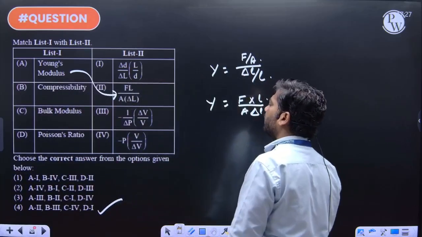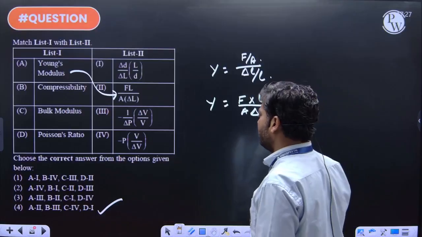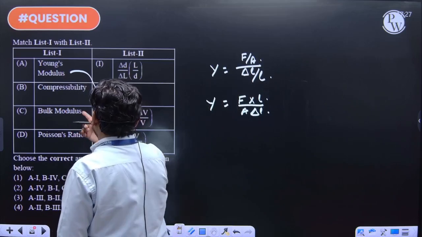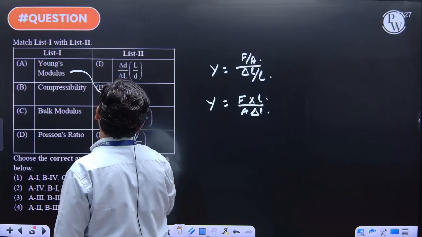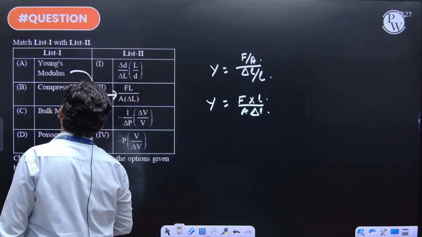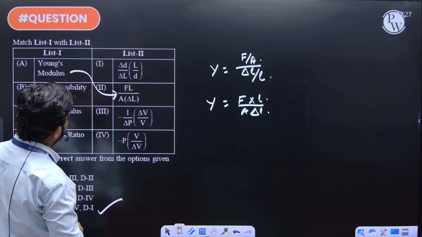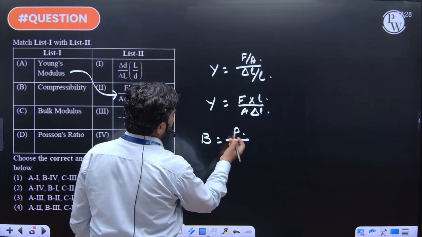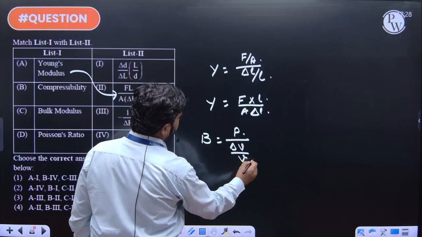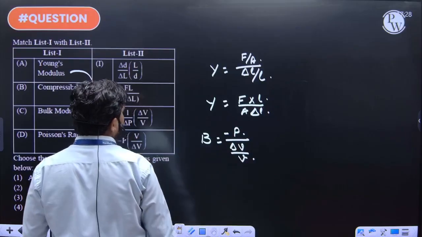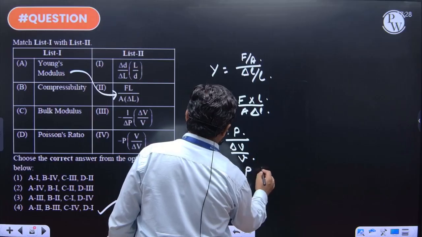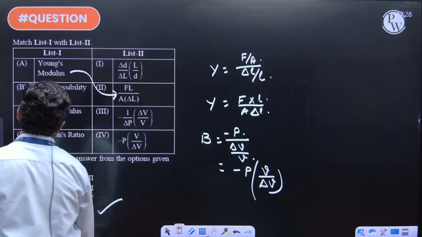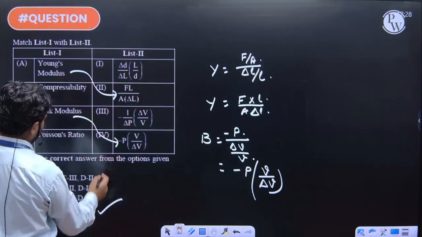Only one option is satisfying it. You don't have to check the other ones. If you want, we can check. Compressibility is what? It is the reciprocal of bulk modulus. So bulk modulus B is given by pressure divided by delta V by V with a minus sign, definitely. So it becomes minus P into V divided by delta V. This is your bulk modulus. Reciprocal of that will be your compressibility.